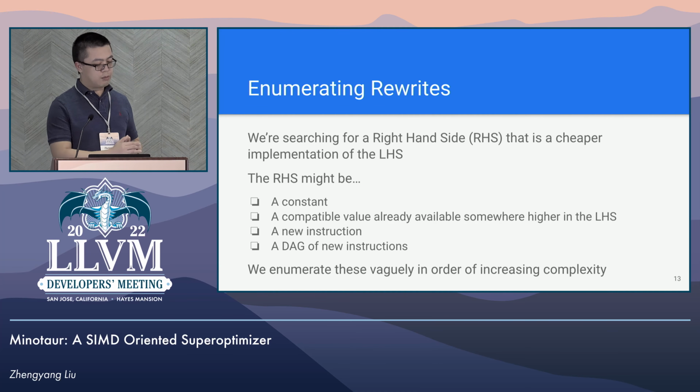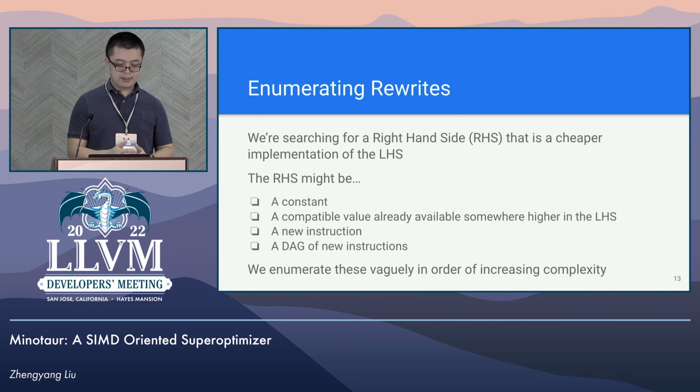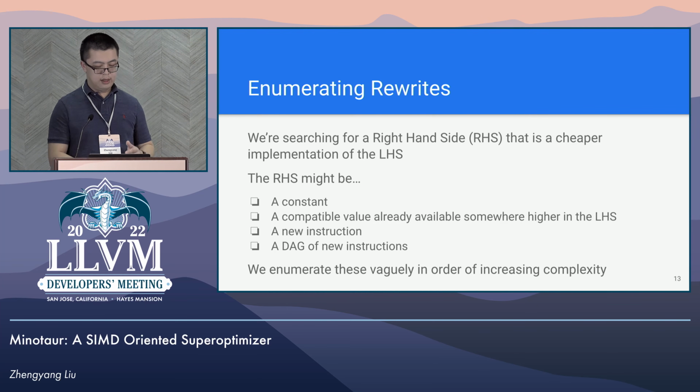After we split the program into small slices, we want to find a right-hand side that is a cheaper implementation of the left-hand side. Here, a right-hand side may be a constant, or some existing value in the left-hand side, or some new instructions. So we do a search. We search the right-hand side in the order of increasing complexity.